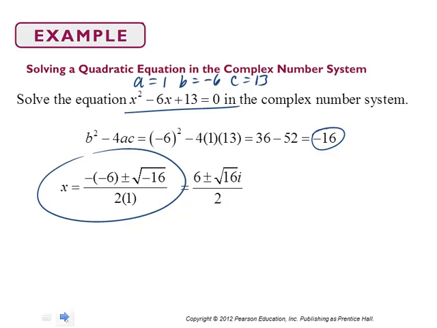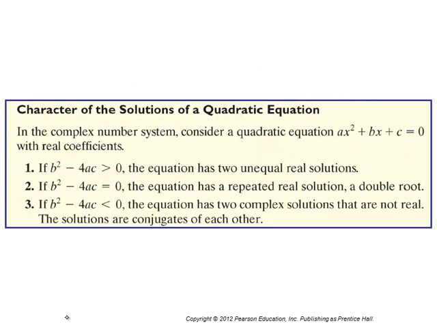Simplified, there we go. Now, the square root of negative 16 is the square root of 16 times i, and the square root of 16 is 4. So we have 6 plus or minus 4i over 2. And then you could divide the 6 and the 4 by 2. So you have 3 plus or minus 2i. 3 plus 2i and 3 minus 2i.